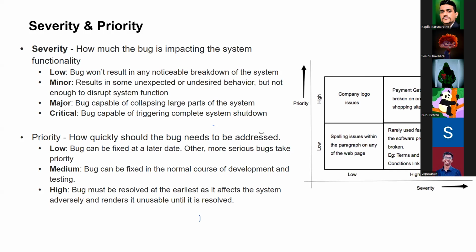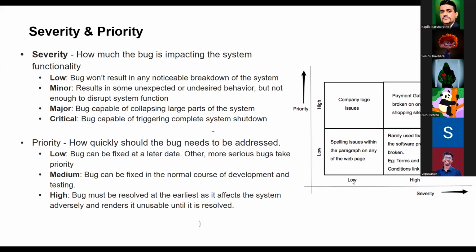So based on this graph, developers will attend to these defects. High priority, high severity first, and then high priority and low severity, and then high severity and low priority. That's how we will be attending to the defects.